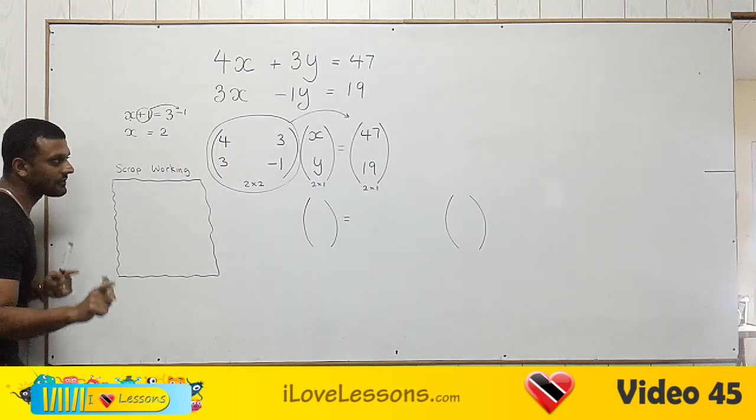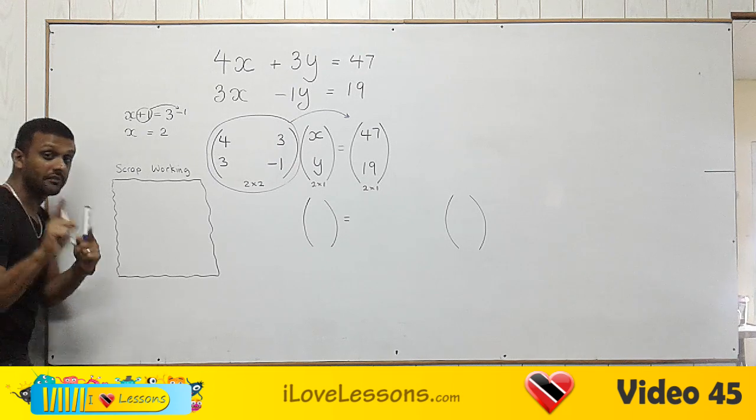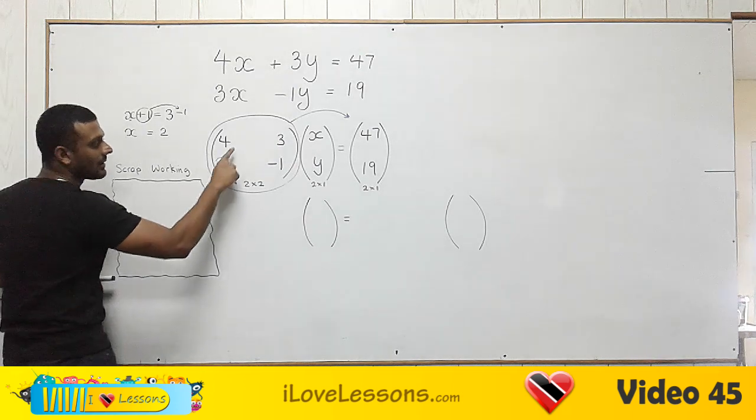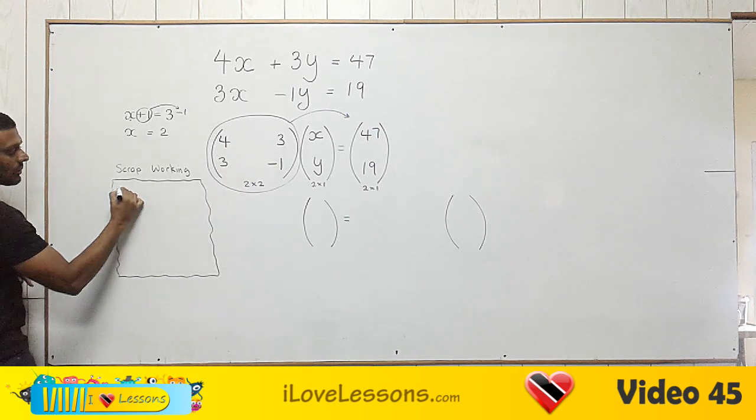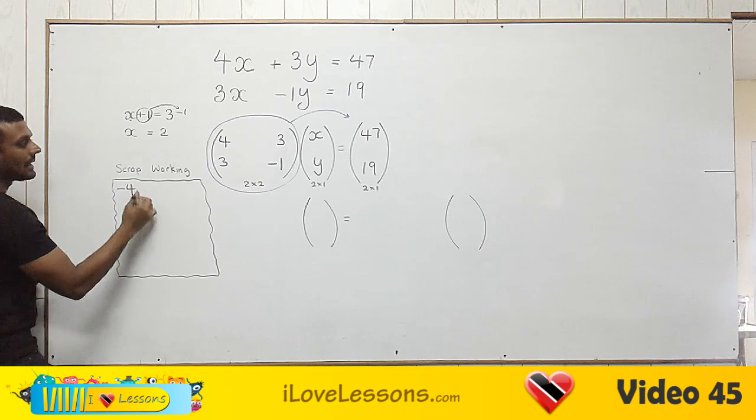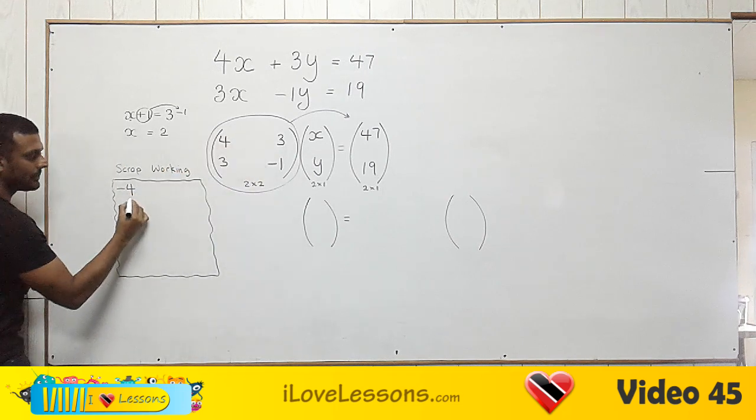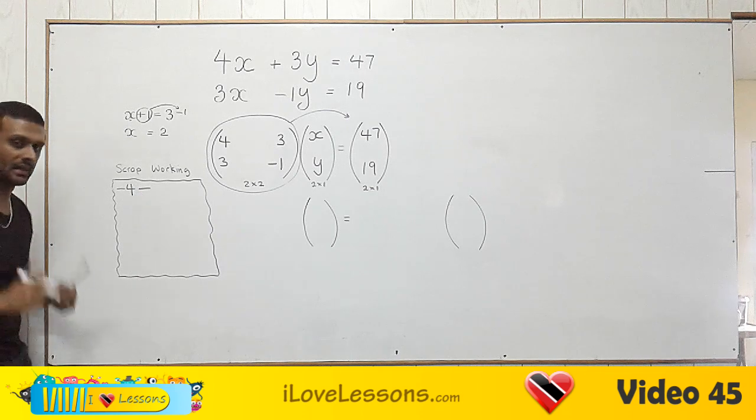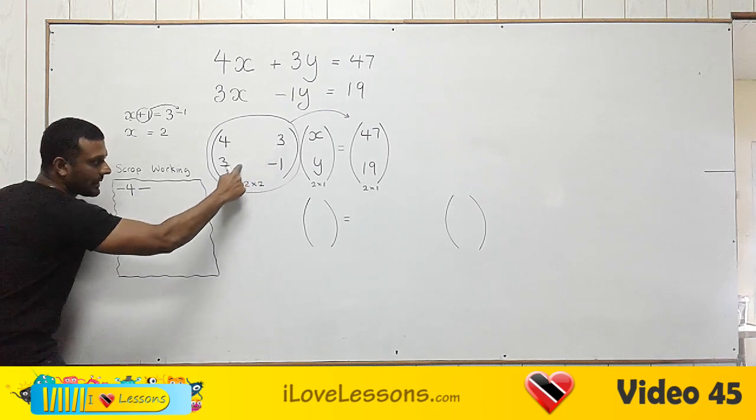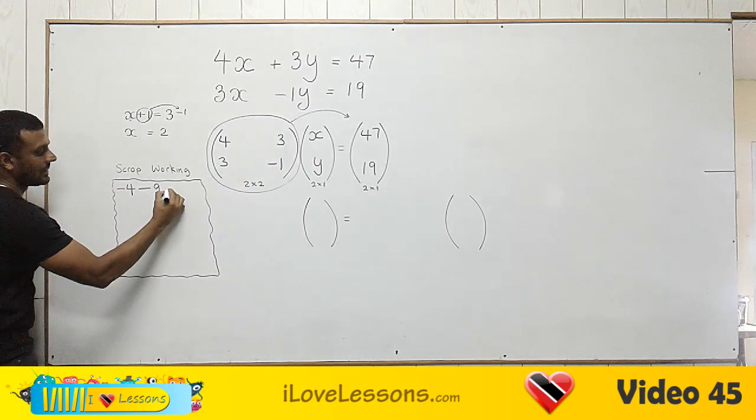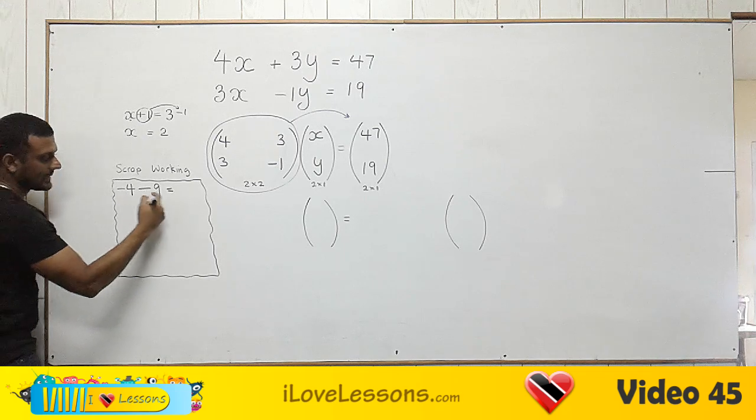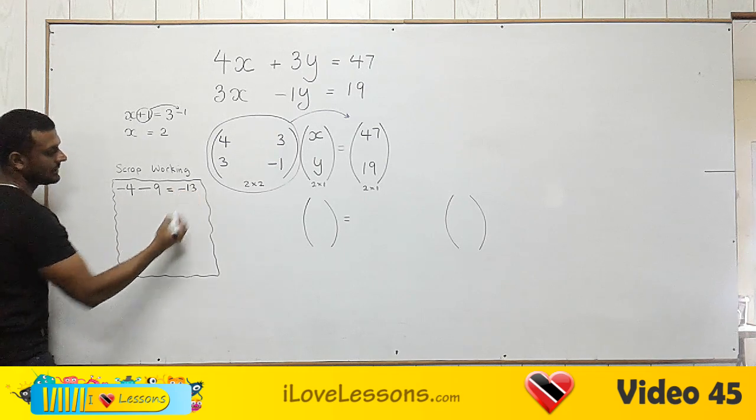So we're going to find the inverse of this matrix. Remember, the first step of finding the inverse of any matrix is to find the determinant. To find the determinant, we multiply this diagonal first. 4 multiplied by minus 1 is minus 4. As soon as we multiply that, we must put a minus sign. We have to. And then we multiply the other diagonal. 3 multiplied by 3 is 9. So minus 4 minus 9 is minus 13.